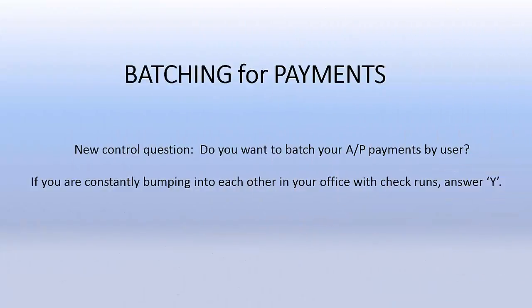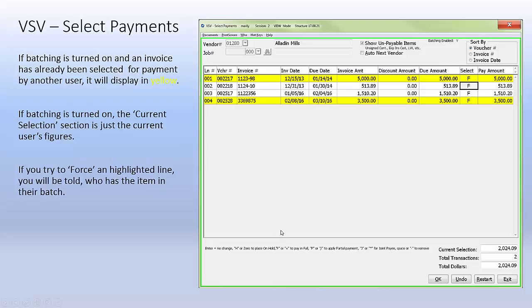Batching. We've added batching for the payment side of things in payables. We've always had batching for entering vouchers. So if you didn't want to be bumping into people on the voucher side of things, we've had that. But now we're giving you the opportunity for more than one of you to be doing check runs at the same time. Please make sure you don't have anything sitting out there when you turn this question on. So there will be a control question that says, do you want to batch your AP payments?